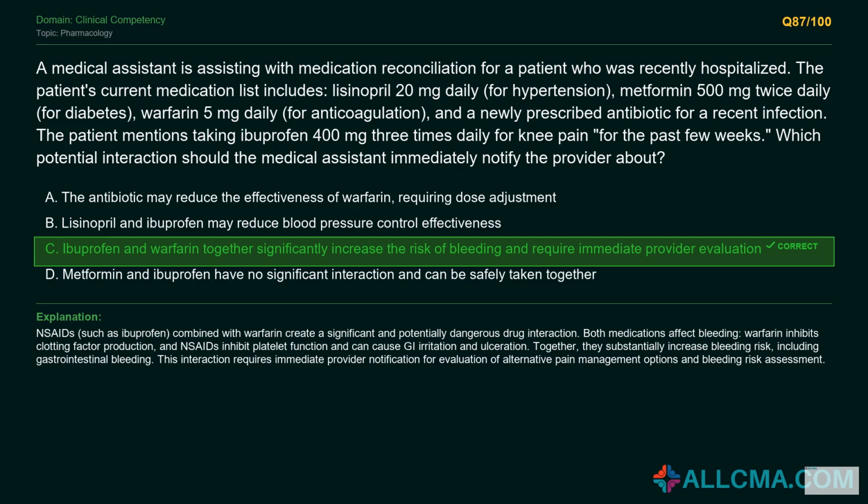The correct answer is C. NSAIDs, such as ibuprofen, combined with warfarin create a significant and potentially dangerous drug interaction. Both medications affect bleeding. Warfarin inhibits clotting factor production, and NSAIDs inhibit platelet function and can cause GI irritation and ulceration. Together, they substantially increase bleeding risk, including gastrointestinal bleeding. This interaction requires immediate provider notification for evaluation of alternative pain management options and bleeding risk assessment.